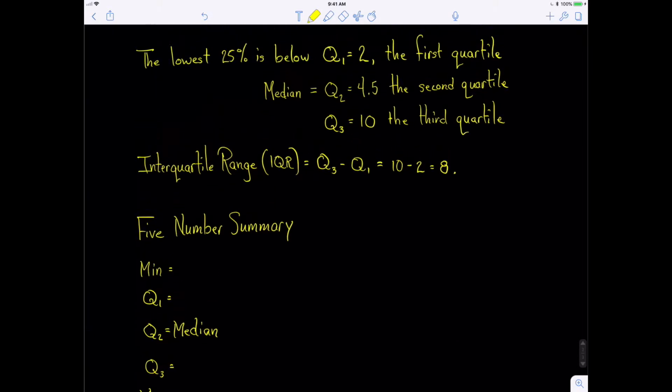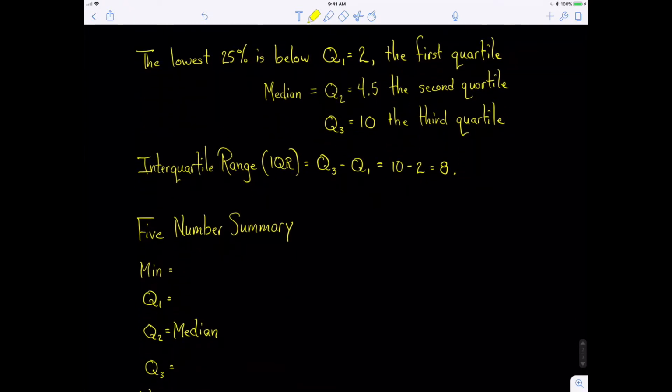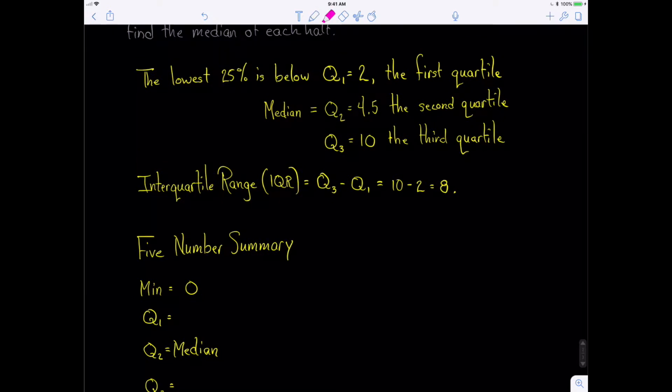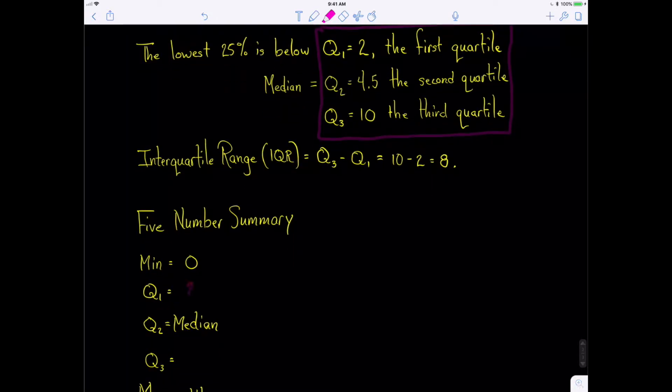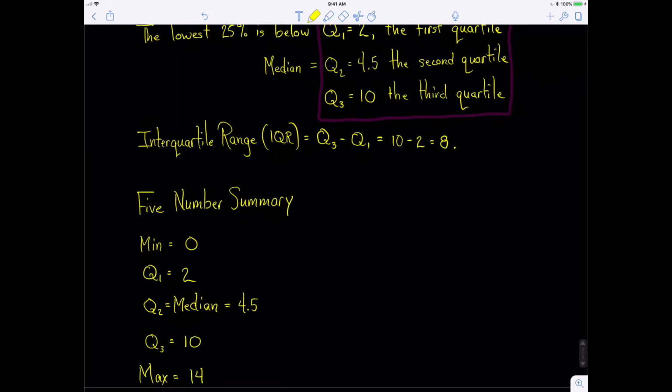If we look up above, our minimum value is right here. It's the 0. And our maximum is over here. That's 14. So let's write those down. So minimum is 0. Maximum is 14. And then look right up here towards the upper portion of the screen. And there we have Q1, Q2, and Q3. So I'm going to write those down. I have a 2. I have 4.5. And I have 10.